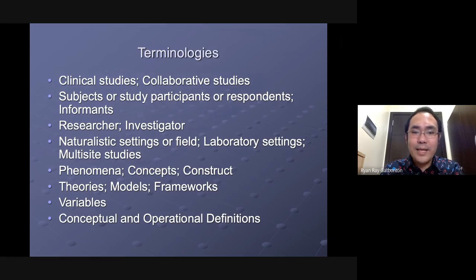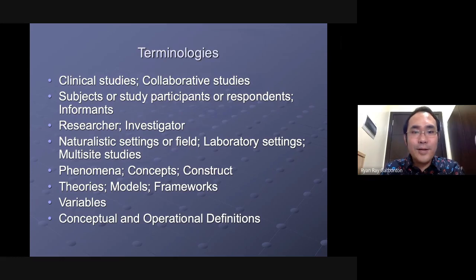Research can be done in a naturalistic setting or a laboratory setting. When we say naturalistic setting, we conduct our research in an environment with no manipulation. We just observe them as they are. But in a research done in a laboratory setting, we do research in a much more controlled environment where we remove the effects of extraneous variables because we're not interested in their effects. To increase the generalizability of our study, we refer to multi-site studies, or a study that is conducted in different settings.